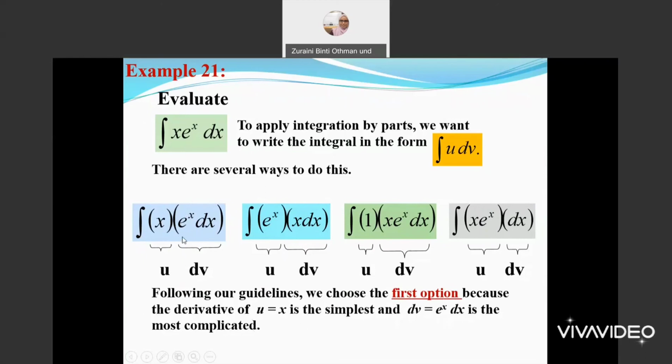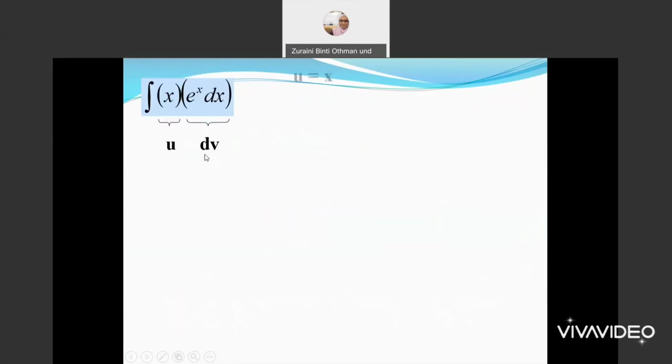Okay, so sekarang by using the LIPET just now, power datang dulu sebelum exponential. So then we calculate u as x. U sama juga dengan x. Okay, macam ni. Okay, so kita dah gantikan u sama juga dengan x. Lepas tu dv. Okay, so sekarang yang u sama juga dengan x ni kita bezakan. Bezakan, du sama juga dengan dx.